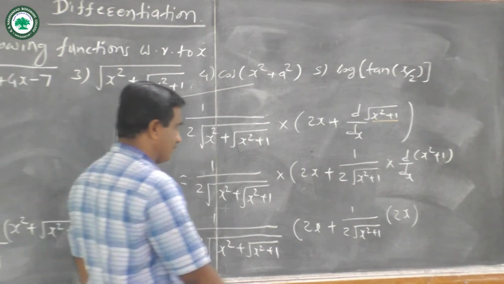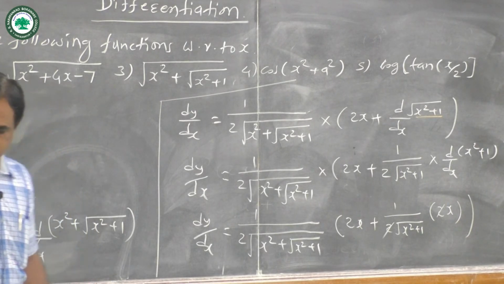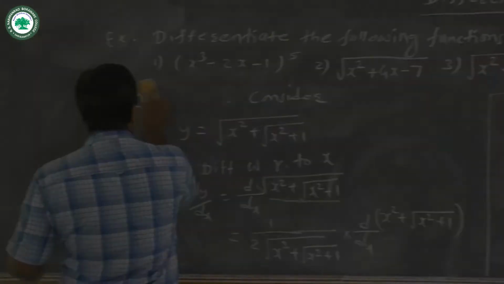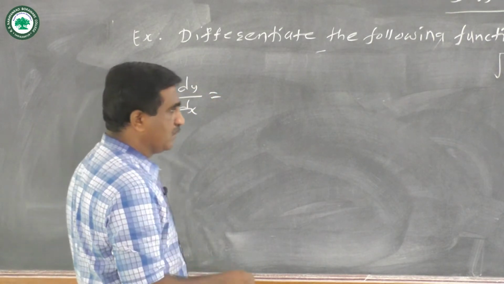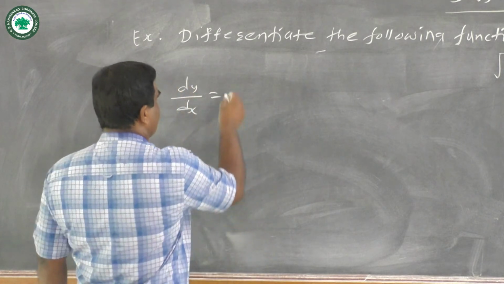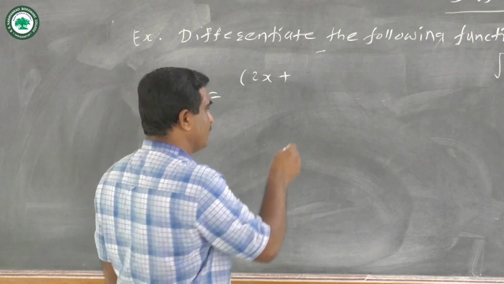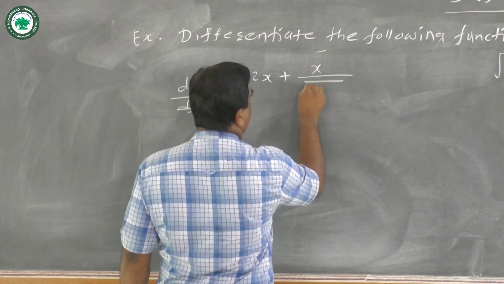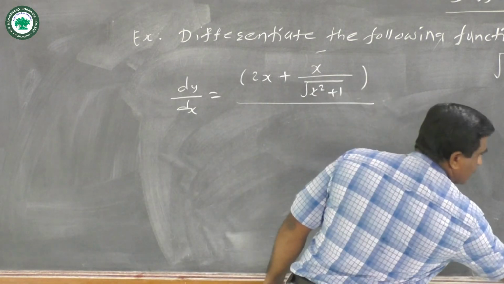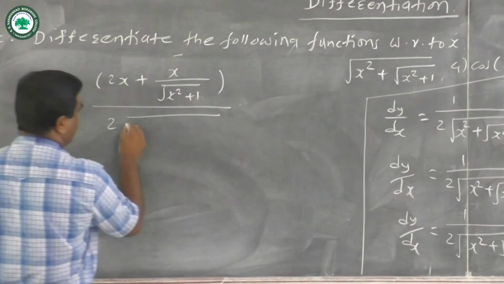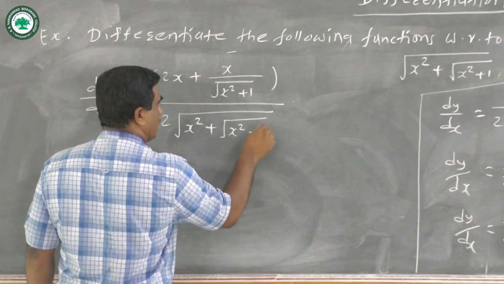Okay. Now here, 2 upon 2 cancel out. Now remains only, finally, dy by dx is equal to, in bracket, 2x plus 1 upon x upon under root x square plus 1 upon this term 2 into under root x square plus under root x square plus 1.